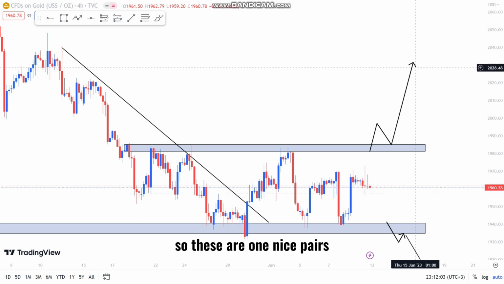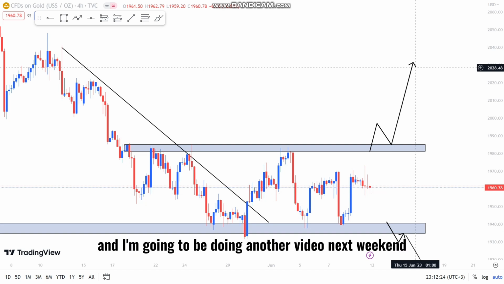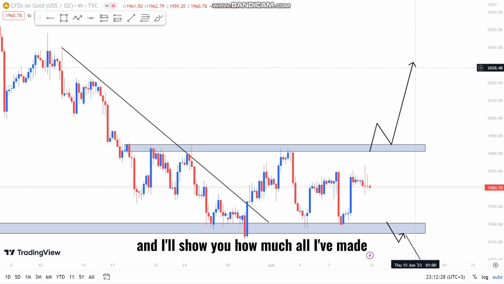So these are all nice pairs, as you can see, traders. I've done a forecast. This has been a forecast, but whatever trade that I've shown you guys, we are looking at making 50 pips and above, 100 pips and above. So whatever lot size you're using, guys, with all these pairs, if they play out the way you want, you can make $500 every week. I'm going to be doing another video next weekend when the week is closed, and I'll show you how much I will have made, but it's always going to be more than $500, guys.